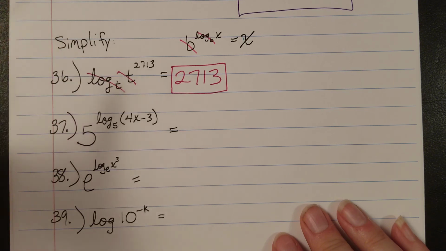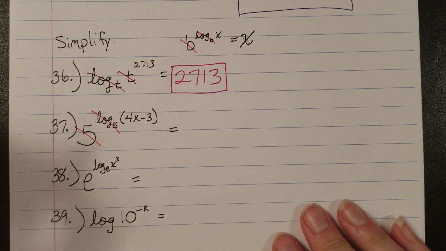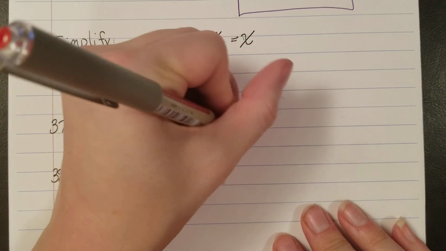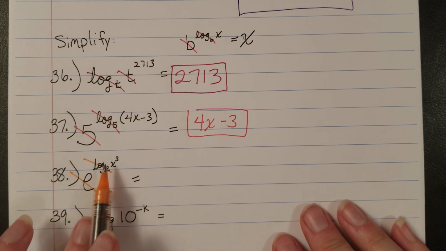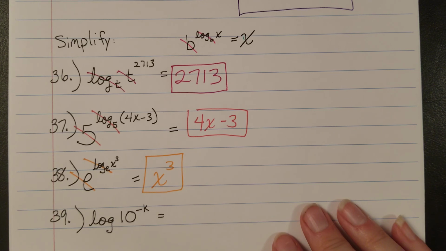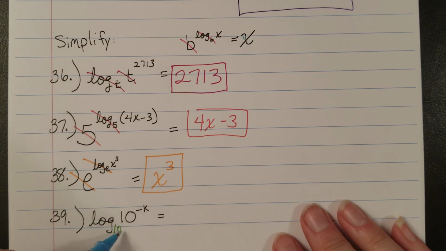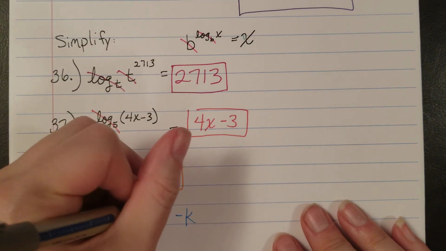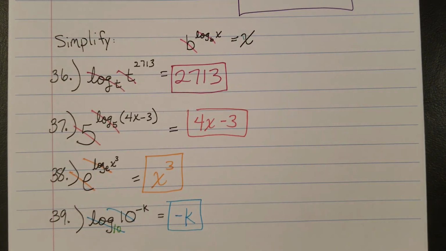So we actually talked about that rule earlier. This one cancels out, leaves you with whatever the exponent is, 4x minus 3. That cancels out, leaves you with that argument of x to the third power. And that is log base 10. So therefore you can cancel like that, and your answer there is negative k. All right, and that is that.